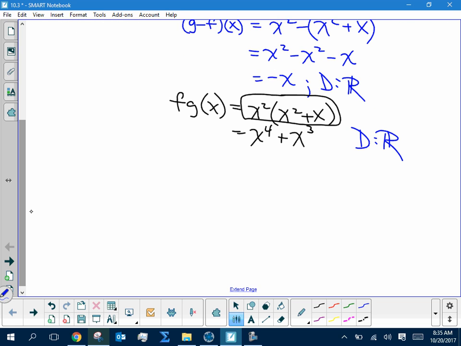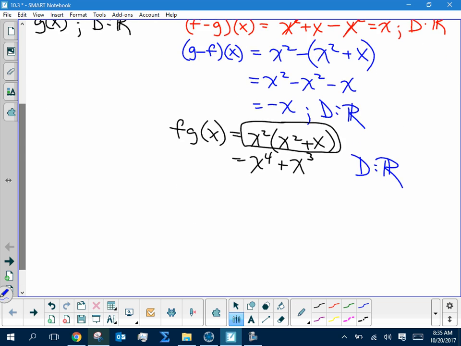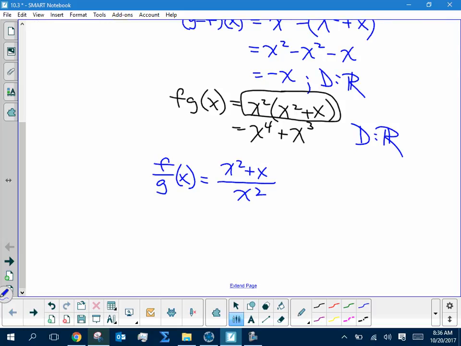Now if I do f divided by g, f divided by g of x. Okay, so f was what? x squared plus x, and g is x squared. Okay. Now, can I cancel stuff there? This is what some people want to do all the time. Can I cancel the x squared and the x squared? Some people shaking their heads no. Some people maybe not knowing.